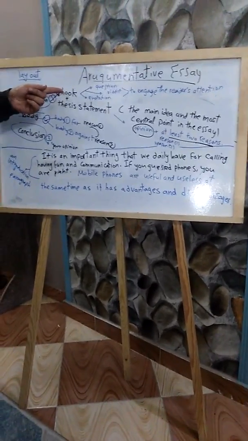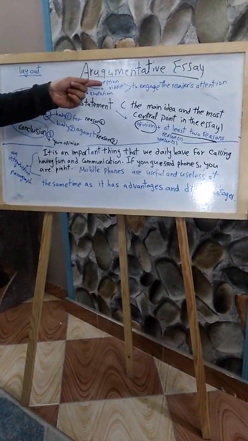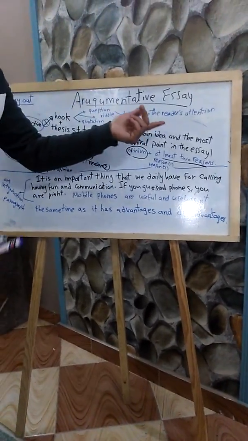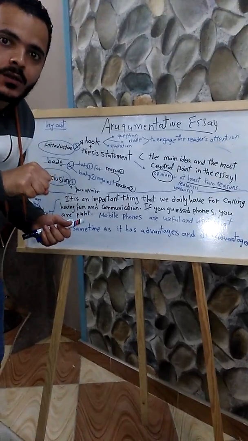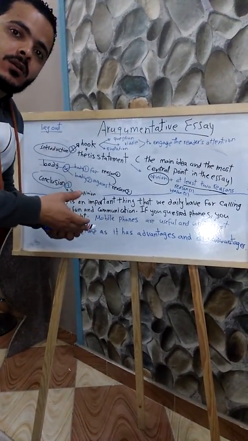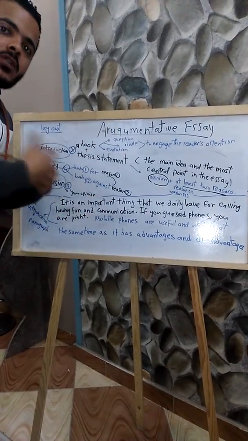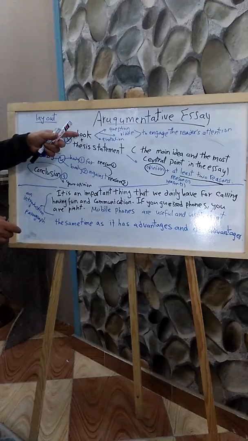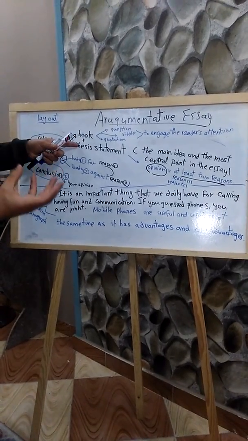Let's see what a hook is. A hook is like a question at the beginning, or a riddle or quotation, to engage the reader's attention, to make him or her happy about completing what comes next, to keep the readers engaged to complete what you're writing. This is called a hook. After putting the hook, go to the thesis statement.